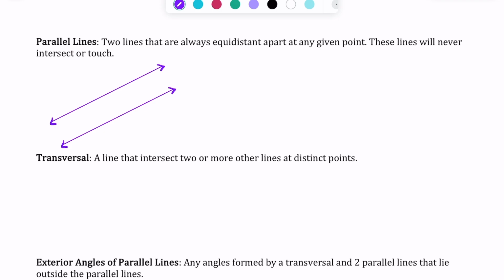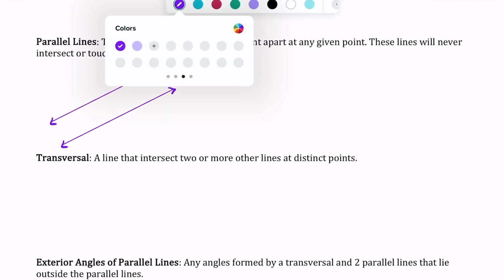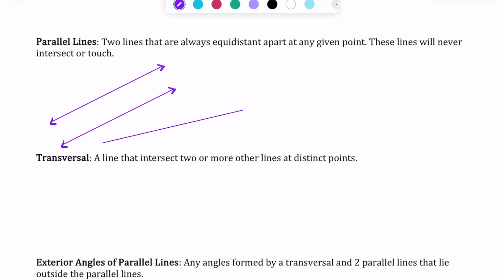So even if I draw another line right here that right now doesn't actually touch a line, it is not considered parallel because if I did extend it on forever, it would eventually cross. So parallel lines are always going to be equidistant apart. So this distance is equal to this distance is equal to this distance. Always, always, always.